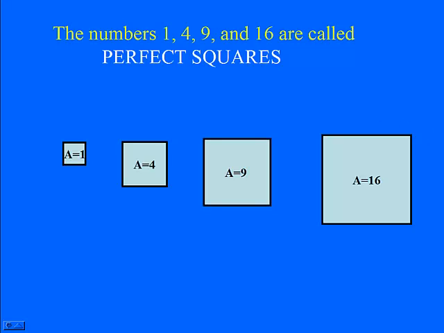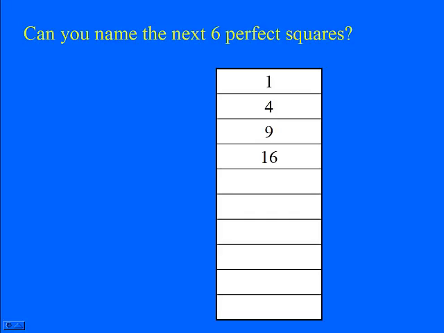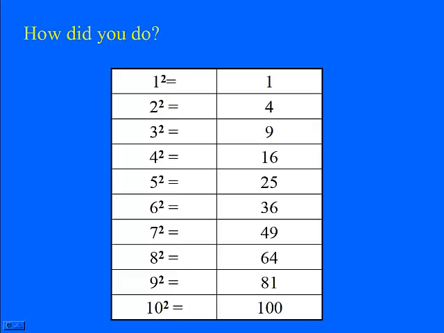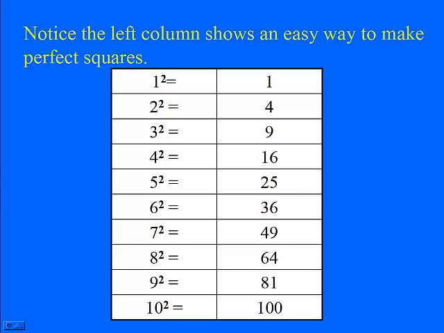If we were to continue this pattern using larger and larger squares, what would be the next 6 perfect squares? See if you can figure out what they would be. Did you find them all? Notice in the column to the left, it shows an easy way to make perfect squares. All we do is to square the next whole number.